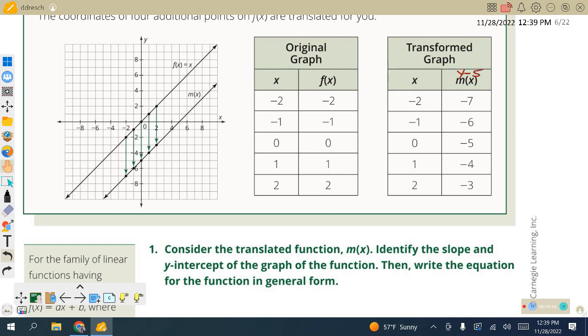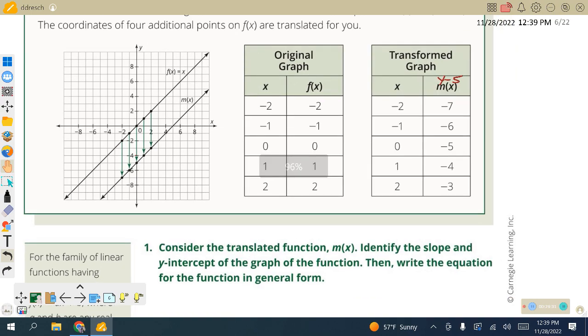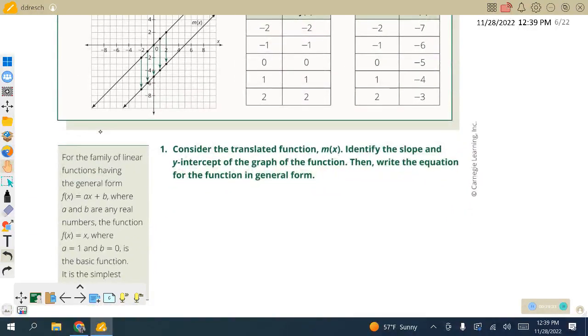-2 becomes -7, minus 5. -1 becomes -6, minus 5. 0 becomes -5, minus 5, and so on. So that's what's going on in that table. We kind of did that a few minutes ago. We wrote that all in the graph and made a nice mess. So let's take a look at that.